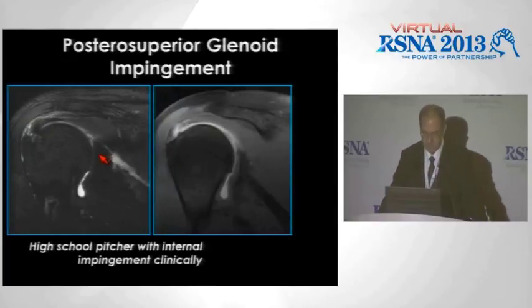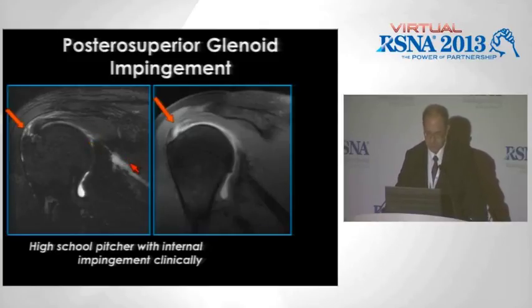Here's an example of a high school pitching athlete with internal impingement clinically. They have undersurface tearing of the infraspinatus seen on the MR arthrogram and a posterior superior labral tear. So in this case, it's kind of a slam dunk for this diagnosis.